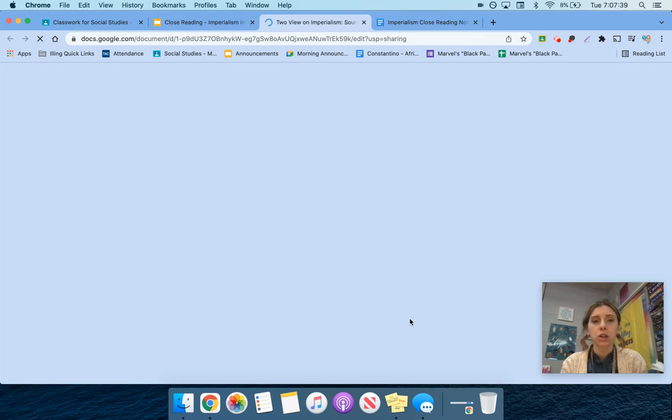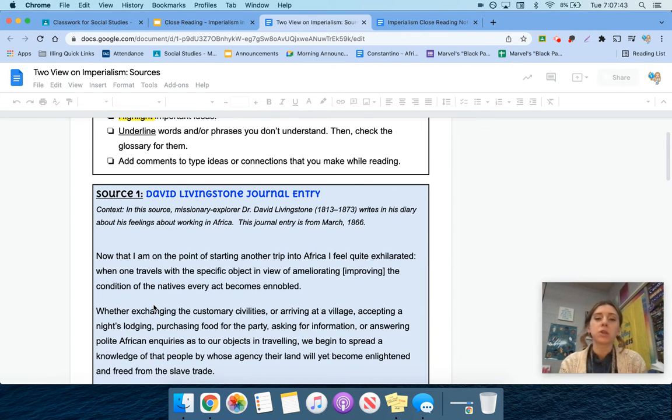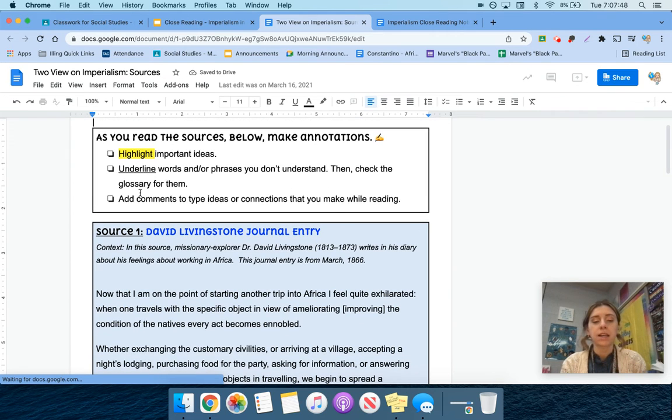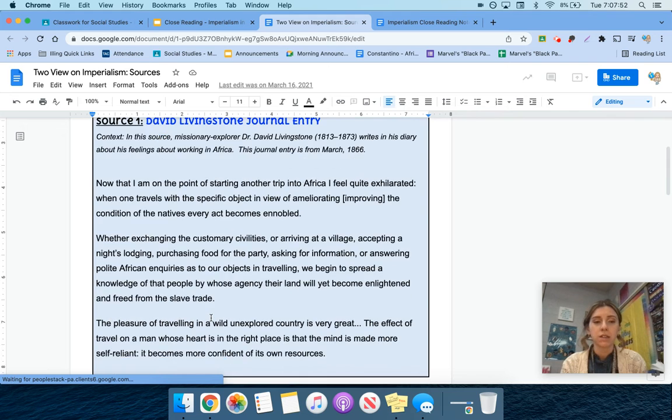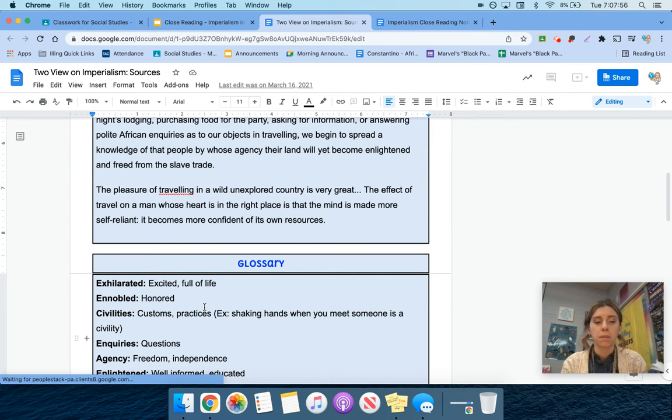You'll notice that the journal entry and Basil Davidson's excerpt aren't that long, but the language is tricky. So I'm encouraging you to make annotations like highlighting, underlining, and adding comments to help you understand this. And there's also a glossary for each source at the bottom.